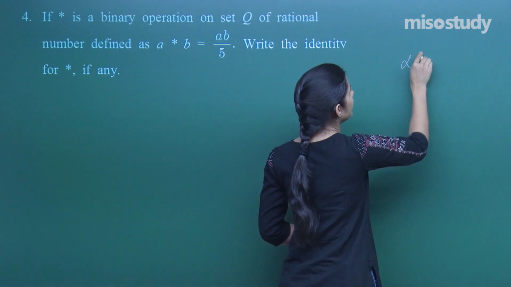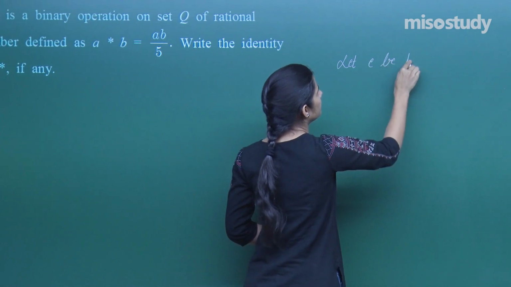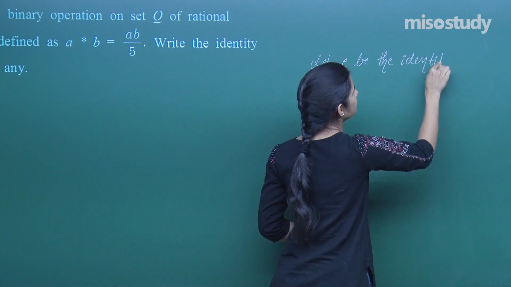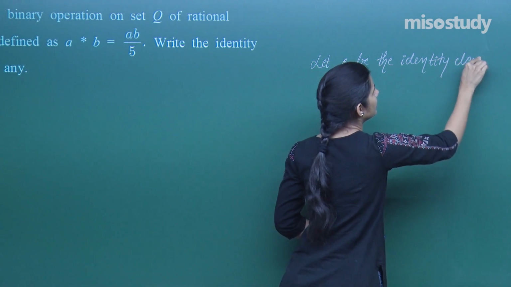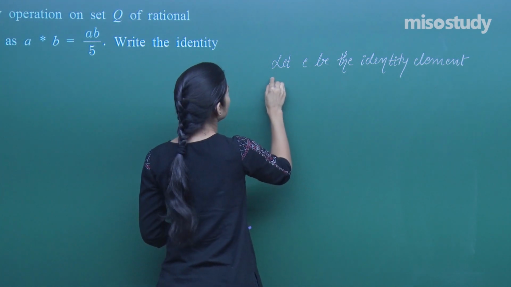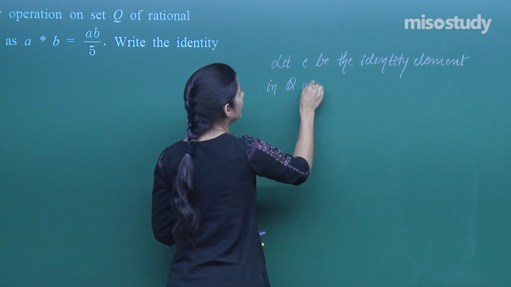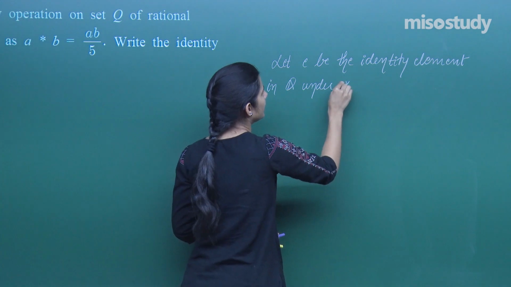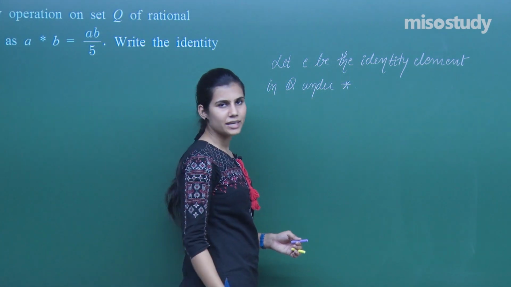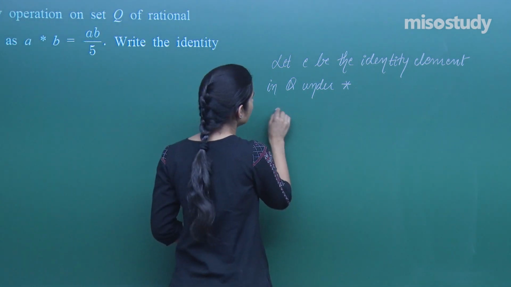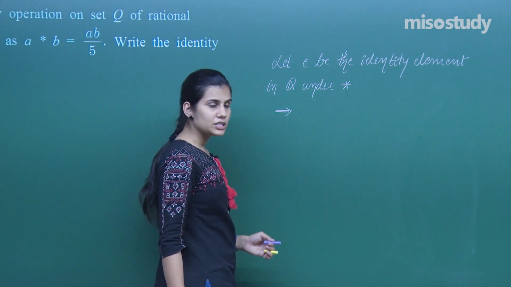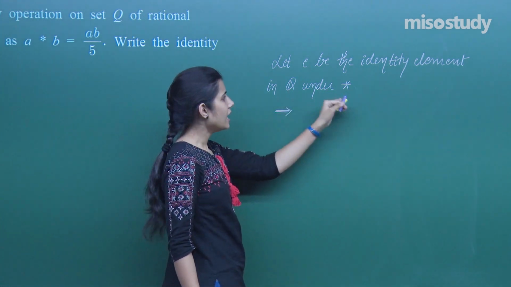I am saying let E be the identity element in Q under star. Under the very operation star inside the set of rational numbers, suppose E is the identity element. I don't know what the value of E is. What is the role of identity element? To not change the identity of any particular rational number inside this set under star.